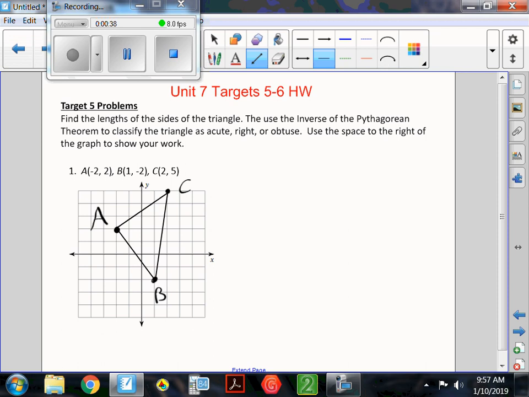Okay, I need to find the lengths of all the sides. I can either use the distance formula or the Pythagorean theorem. For this problem, I'm going to use the Pythagorean theorem, and maybe for the next problem, number 2, I'll use the distance formula.